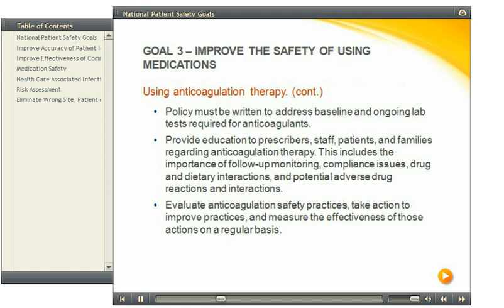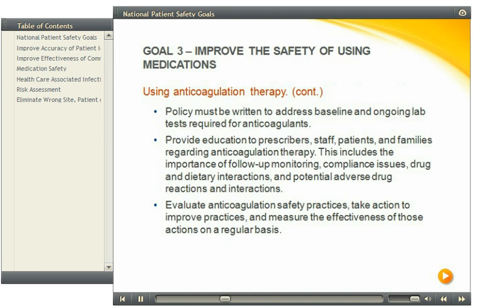Policy must be written to address baseline and ongoing lab tests required for anticoagulants. Provide education to prescribers, staff, patients, and families regarding anticoagulation therapy. This includes the importance of follow-up monitoring, compliance issues, drug and dietary interactions, and potential adverse drug reactions and interactions.